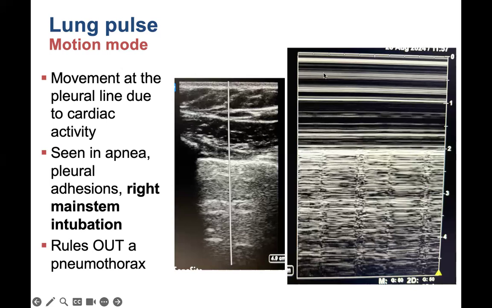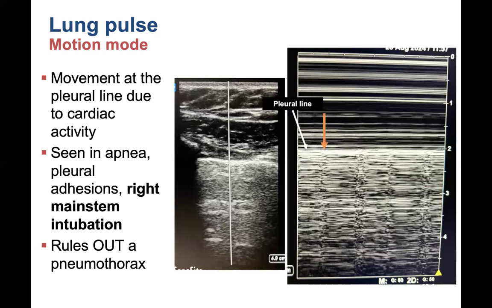And when you put it in M mode, it looks what I call a little barcode-y. Like it's not a true barcode, but if you look at these lines down here and these lines up here, it looks similar to a barcode, but it's not really the barcode sign. And what this is, this is a lung pulse. So this is where you have movement at the pleural line due to cardiac activity. So if you look at this tracing, you see there's your pleural line. There is that movement.